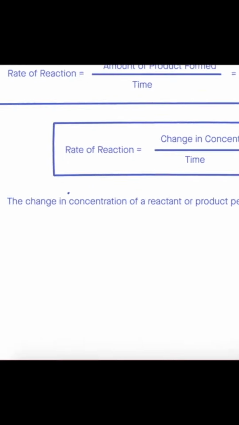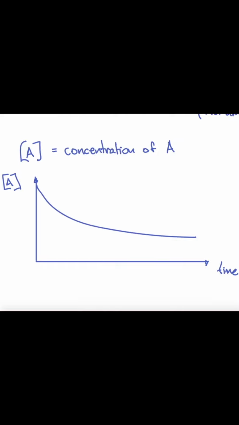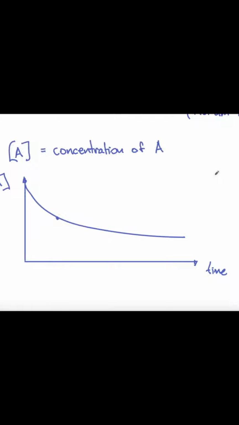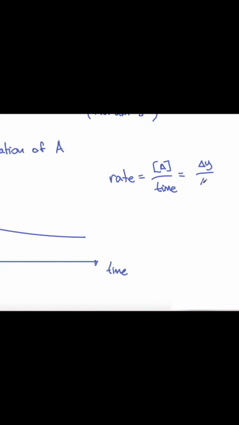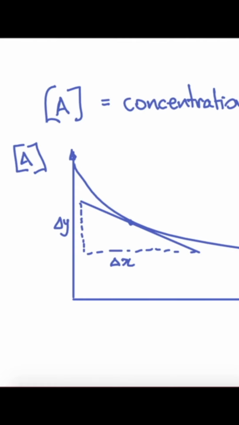Now, a symbol commonly used in A-level chemistry is square brackets, which represent the concentration of a substance. Now, if you have a concentration against time graph and you want to work out the rate of reaction at a particular point, you need to work out the gradient at that particular point. So in other words, change in concentration over change in time, or change in y over change in x. If this is on the curved part of the graph, then you need to use a tangent.